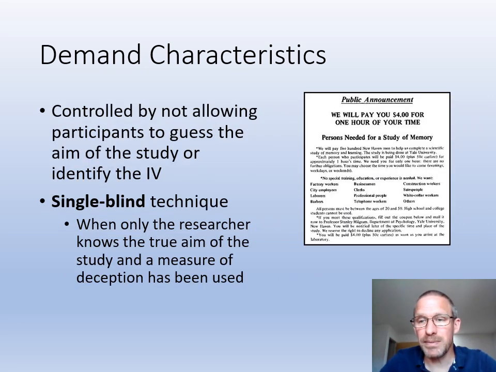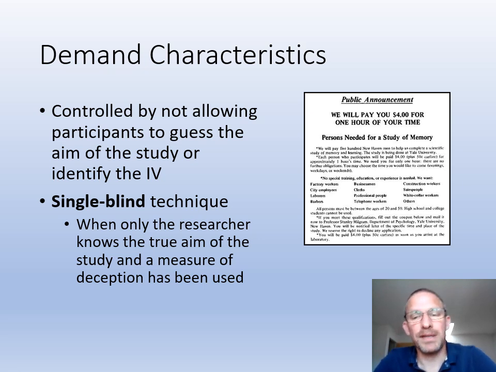So what can you do about demand characteristics? Well, the main thing is trying to stop them from being able to guess the aim of the study. So single blind, a good term for you to use here. This is when only the researcher knows the true aim of the study, that the participant doesn't. Well, you might think, well, fair enough, don't tell them.